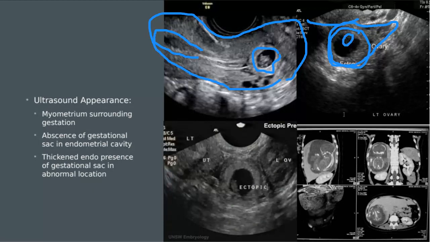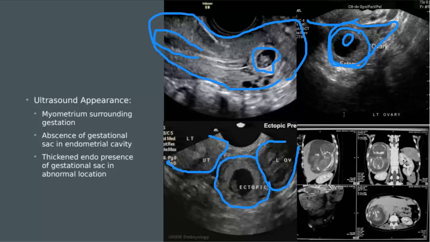I have seen one of those. I have scanned one of those. It's very unfortunate, but that is exactly what it would look like. This bottom left picture is going to be a fallopian tube location. We have our transverse uterus here, we have our ovary here, and right in between the two, smack dab in that fallopian tube, we have our ectopic there.